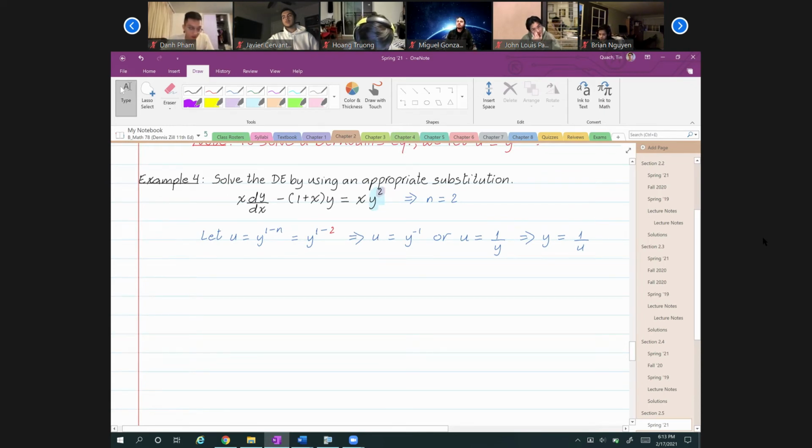dy/dx is equal to the derivative of 1 over u with respect to x. That gives you negative 1 over u squared du/dx. Now you can make your substitution.